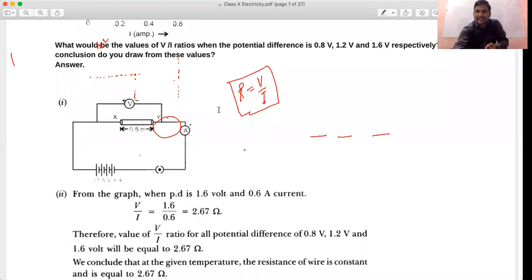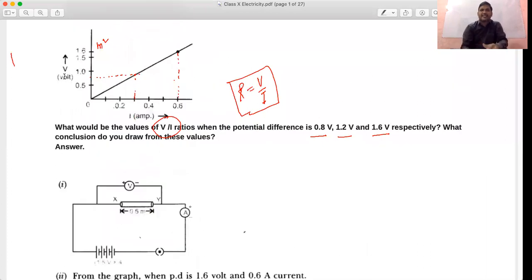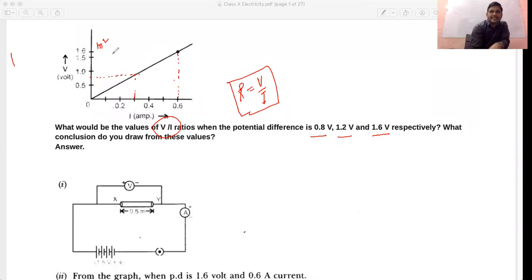So let's see the graph at 1.6. At 1.6 you can see the current is 0.6. So you can calculate the resistance here. It will be 1.6 upon 0.6. How much will it be? 2.4. So it will be, let's say, 2.4 ohm. So this 2.4 ohm is going to be constant.